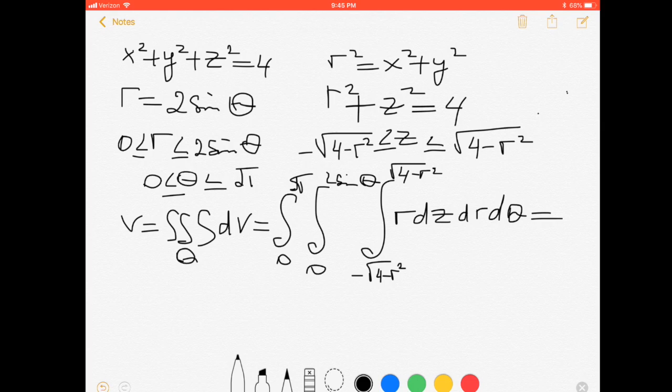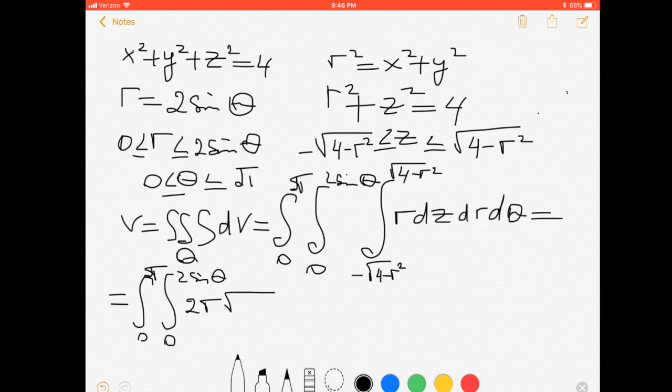Take this integral. We have integral from 0 to pi, from 0 to 2 sine theta. It will be z here, and after integration you have z. If you plug in root and minus root, we have two roots. This means I have 2r square root of 4 minus r squared dr d theta. If you want, you can use u substitution here: 4 minus r squared will be u, minus 2r dr will be du, and you can easily evaluate.